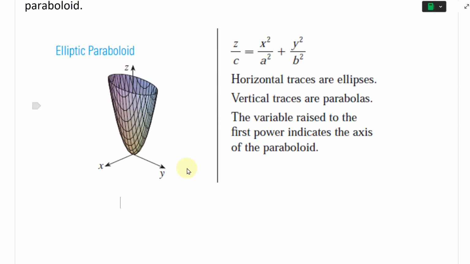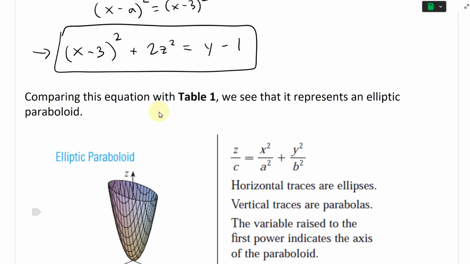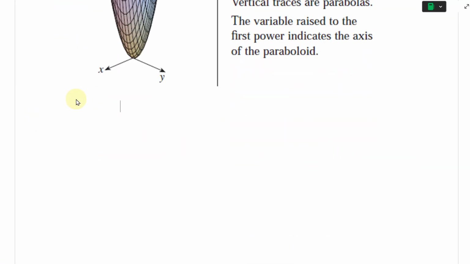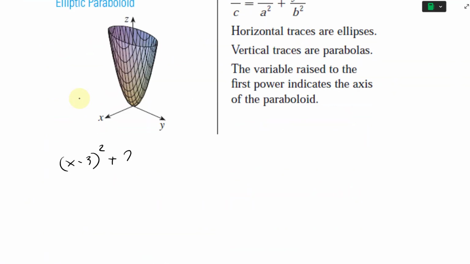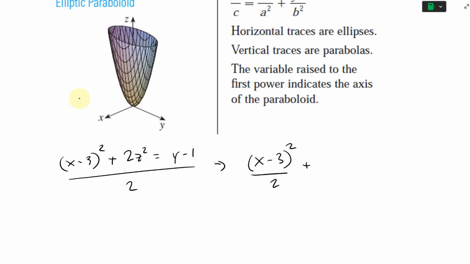And yeah, we can write this in this format. I'll just write it for completeness. So what we get is (x minus 3) squared plus 2z squared equals y minus 1, and then just divide everything by 2. We get (x minus 3) squared over 2 plus z squared over 1. And for completeness, we'll just put a square root 2 over 2.